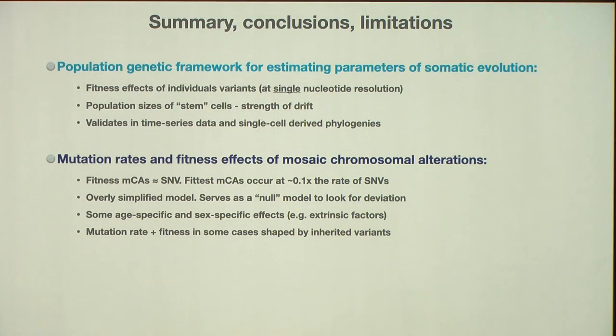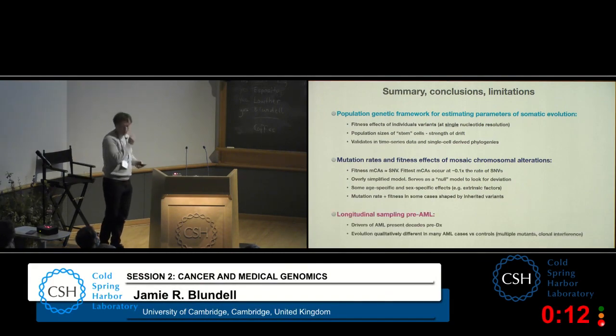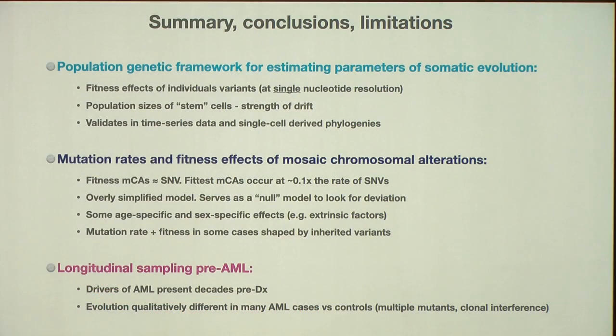It also is intentionally simple. It's obviously not going to contain all the richness of the biology, and it has many, many limitations. But the counterexamples which don't work should highlight places where you can look for more interesting biology, and that includes extrinsic factors and things like inherited variants which shape the mutation rate and fitness effect. And then lastly, I just showed some longitudinal data that we're doing, which shows that the evolutionary dynamics is different in people who develop cancers.